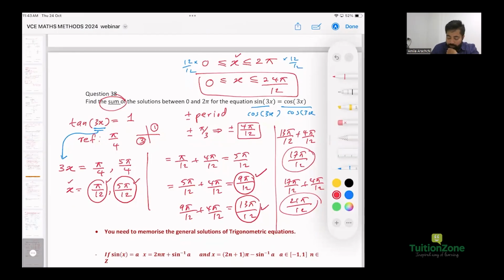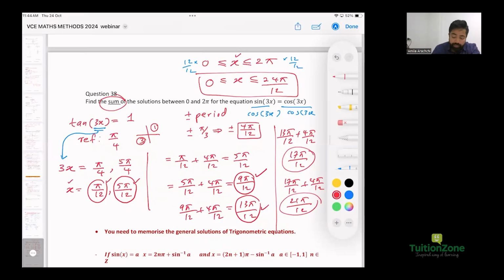Sonika, did you try the same method? Did you usually use the same method, or differently? We usually like to change the domain first, to 2, 3x or something, yeah? Yeah, that's fine in that method.